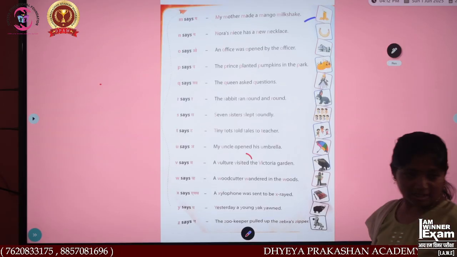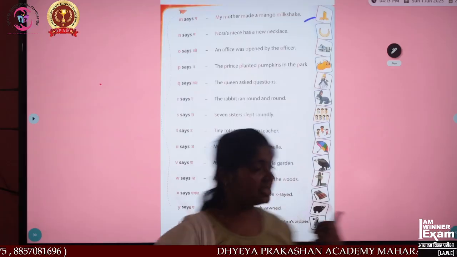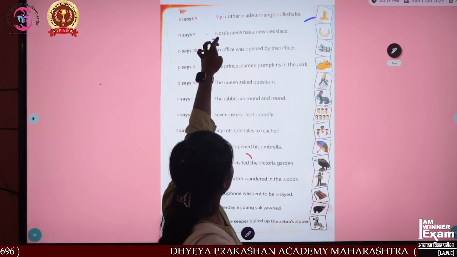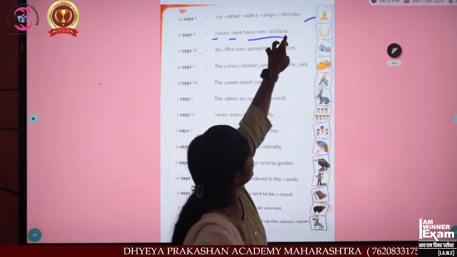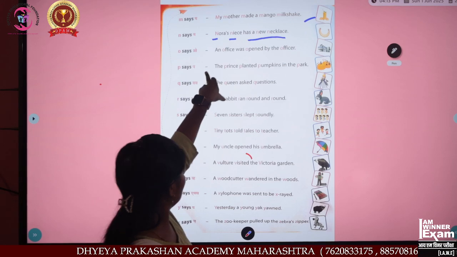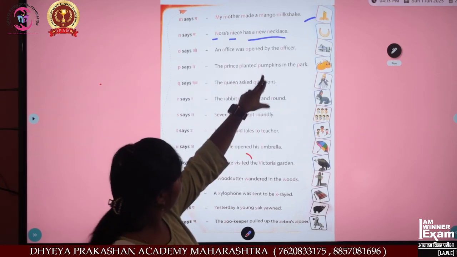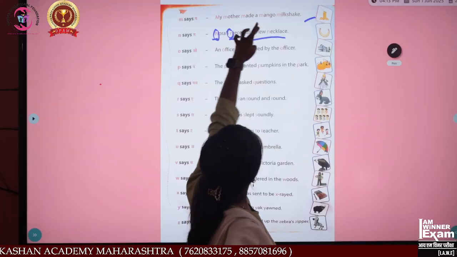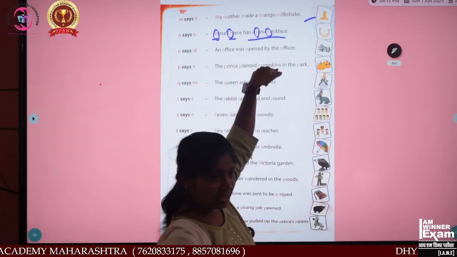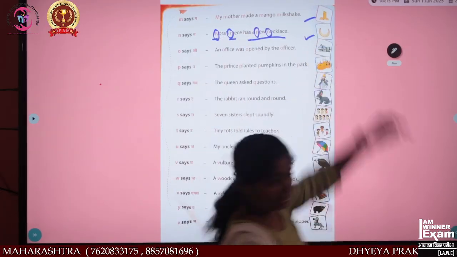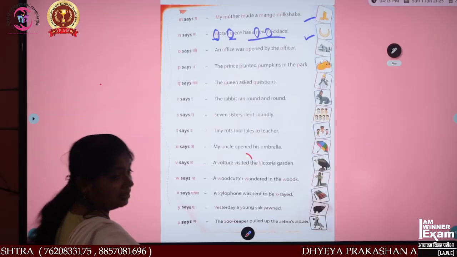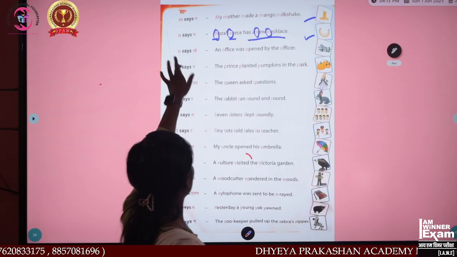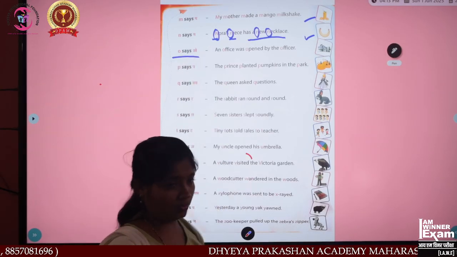N says no. Nora's nice aunt has a new necklace. N says no. Necklace. Yes. Next. O says O.